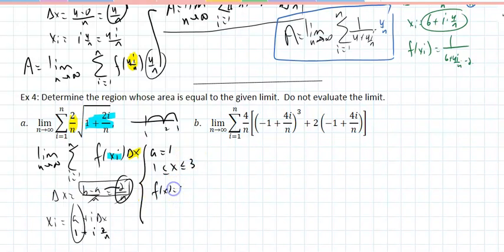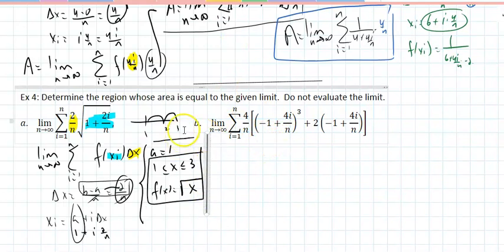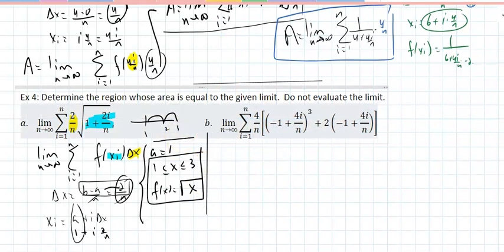f of x is the square root of x. And that's what we're trying to find. We're trying to find the area under the radical between 1 and 3. That's what that's saying. And if I go for the second piece, same deal.